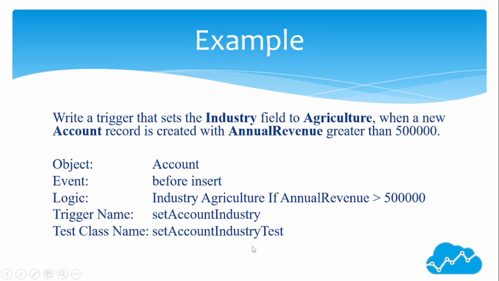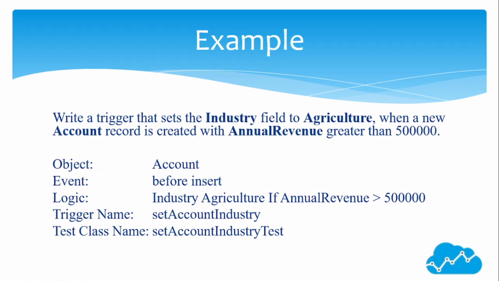So let's see an example. Write a trigger that sets the industry field to agriculture when a new account record is created with annual revenue greater than 5 lakh. So this is a simple example. This can be done with the configuration or with the automation tools provided by Salesforce, but for understanding at the basic level we have taken this example.